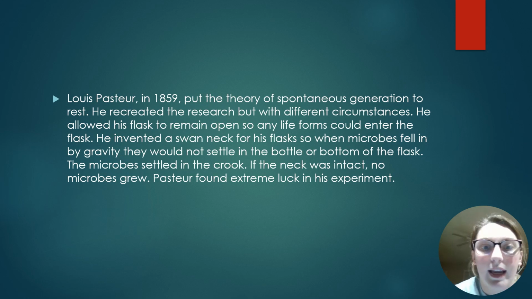Louis Pasteur in 1859 put the theory of spontaneous generation to rest. He recreated the research, but with different circumstances. He allowed his flask to remain open so that any life form could enter the flask. He invented a swan neck for his flasks, so when microbes fell in by gravity, they would not settle in the bottom of the flask. The microbes settled in the crook. If the neck was intact, no microbes grew. Pasteur found extreme luck in his experiment.